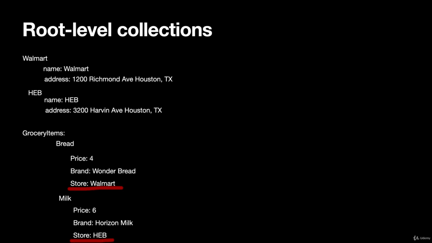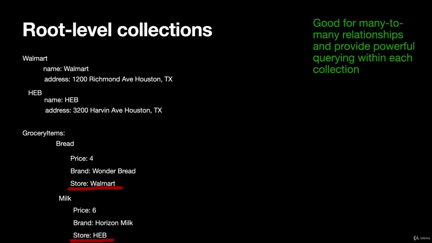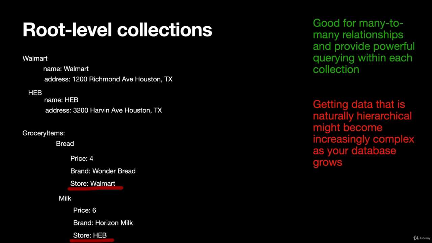The advantage, obviously, is that it is very good for many-to-many relationships, and it provides powerful querying within a collection. And Firestore does have very interesting querying facilities. The downside is that sometimes getting data that is naturally hierarchical or nested might become a little bit difficult because, as you can see, there is no nesting or relationship between Walmart and grocery items. They are like their own collections at root level. So that might become a little bit challenging.